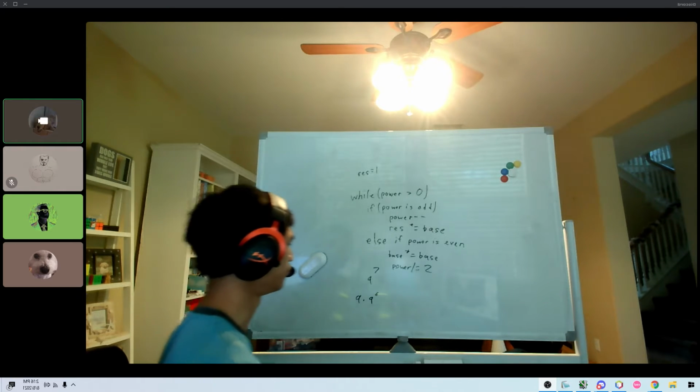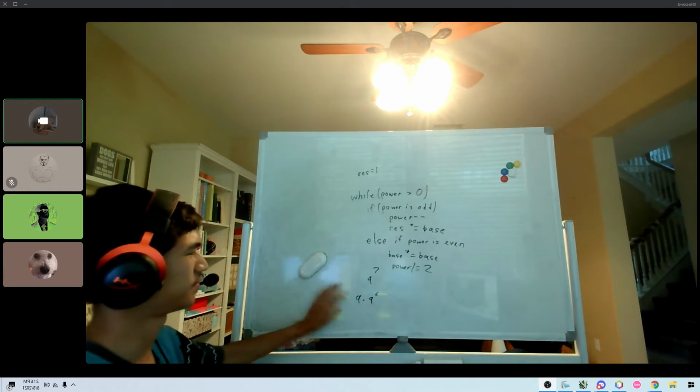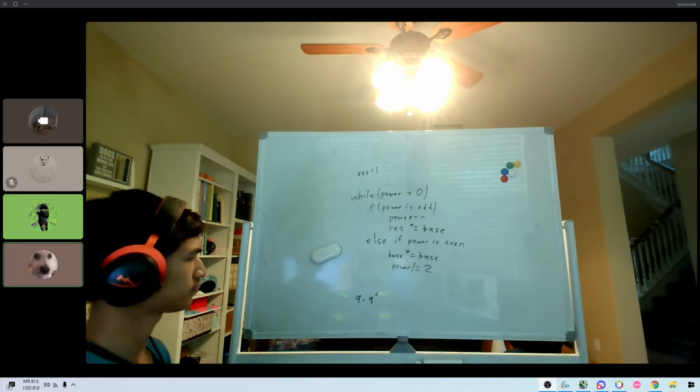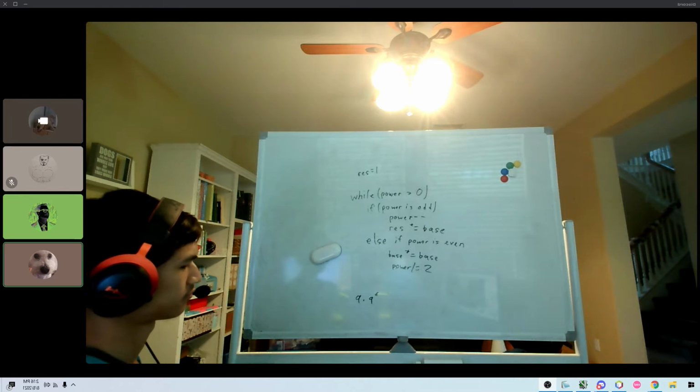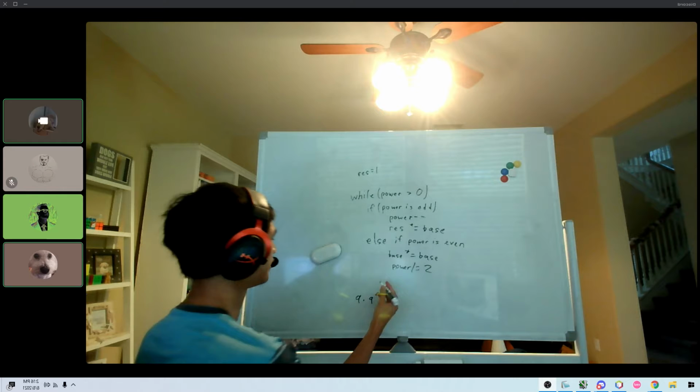You're never cubing. Or yeah. Where do you mean by cubing? Also, when you have 9 to the 6, you rewrite that as 9 cubed and then the entire thing squared. So is it going to be faster to cube it first and then square it? Or it's the other way around.